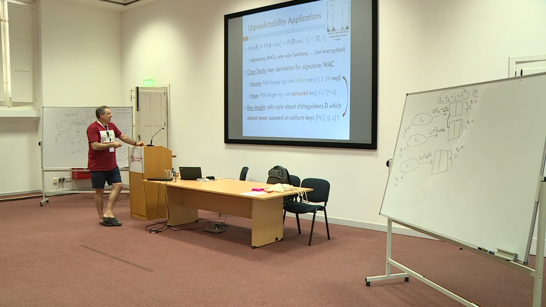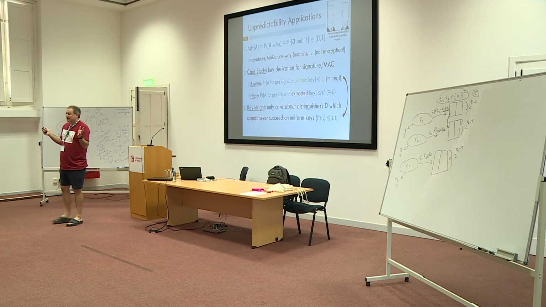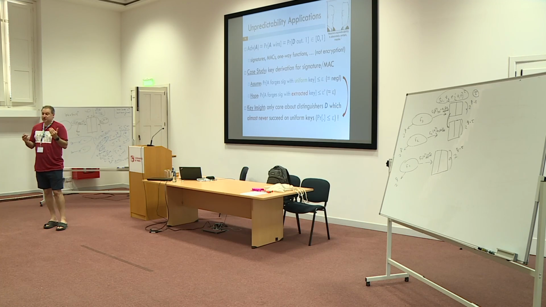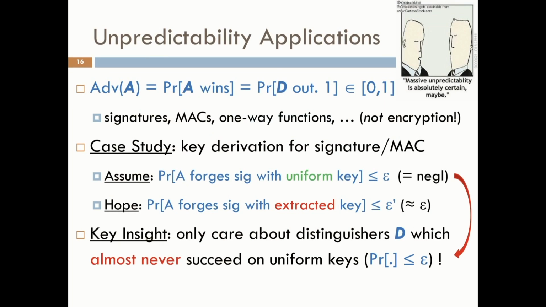And the key insight is that in this case we never care about distinguishers that often output 1. This distinguisher almost never outputs 1, because if it outputs 1, it means the scheme was insecure to begin with. So I only care about distinguishers that almost never output 1; they almost always output 0, because otherwise our scheme is insecure. So this probability is very small. And as you will see, we can get better key derivation functions if we restrict to these distinguishers.